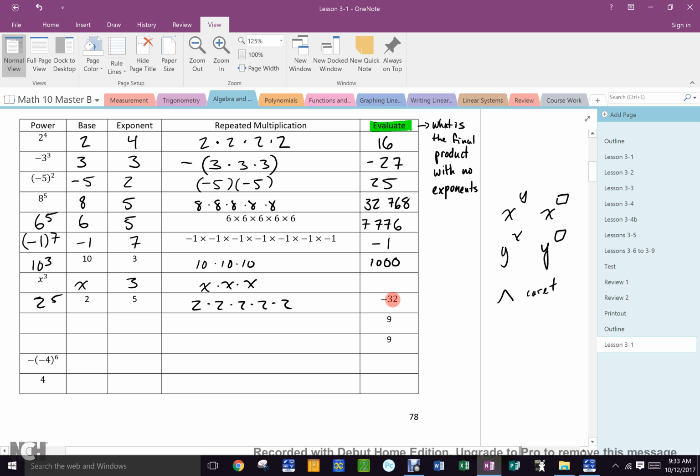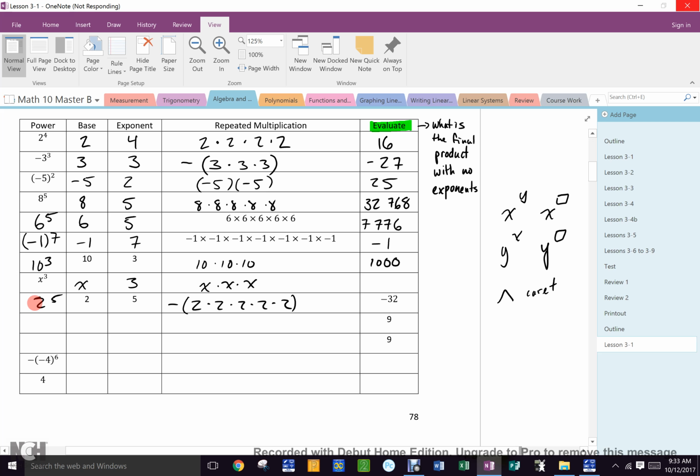What happened here? There's a negative. So what has to happen here? There has to be a negative out in front. So this would be negative 2 to the 5th, yes? Now wait for it.